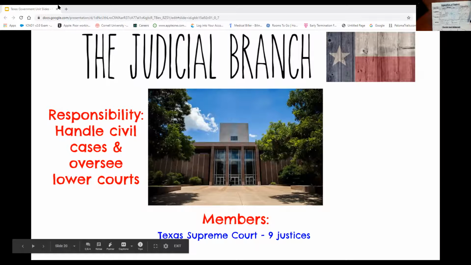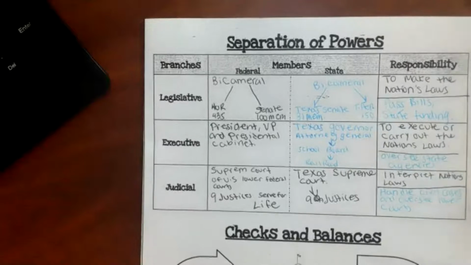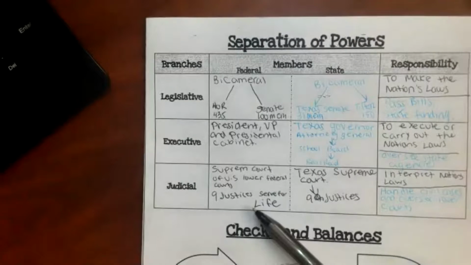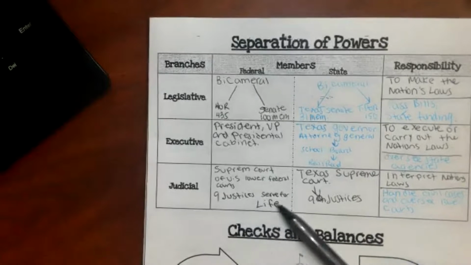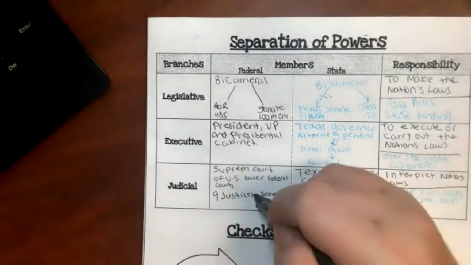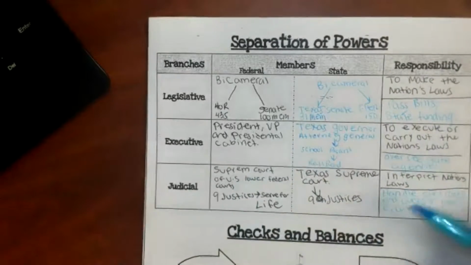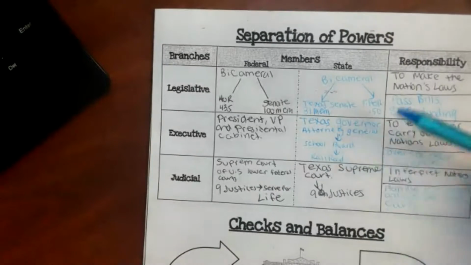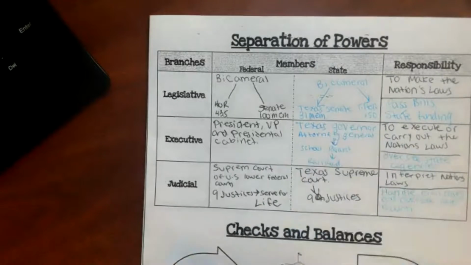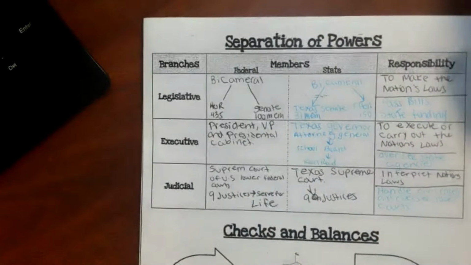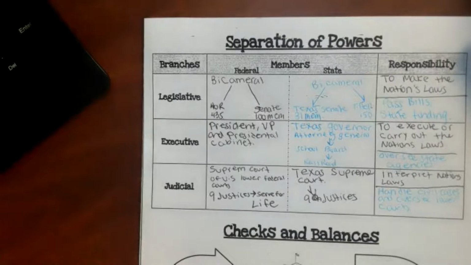I'm going to stop my share, and you can take a look at mine. As you can tell, I have right here the Supreme Court and the lower federal courts, 9 justices who serve for life. Then looking over here, our Texas Supreme Court is our judicial branch, and there are 9 justices here. I am sorry I did not use my blue pen. Forgive me. Let's go back to our share, and I will finish up with our lesson.